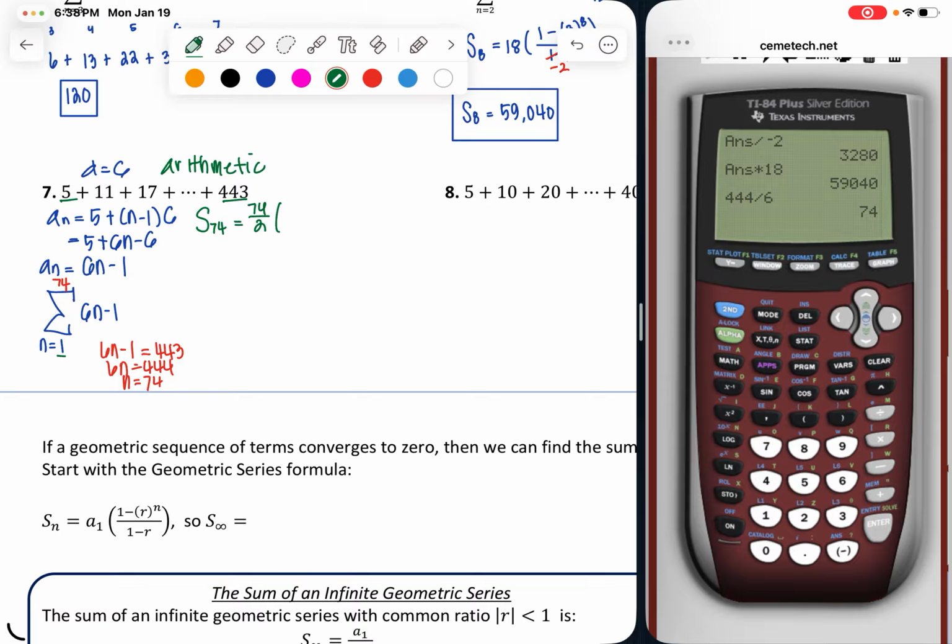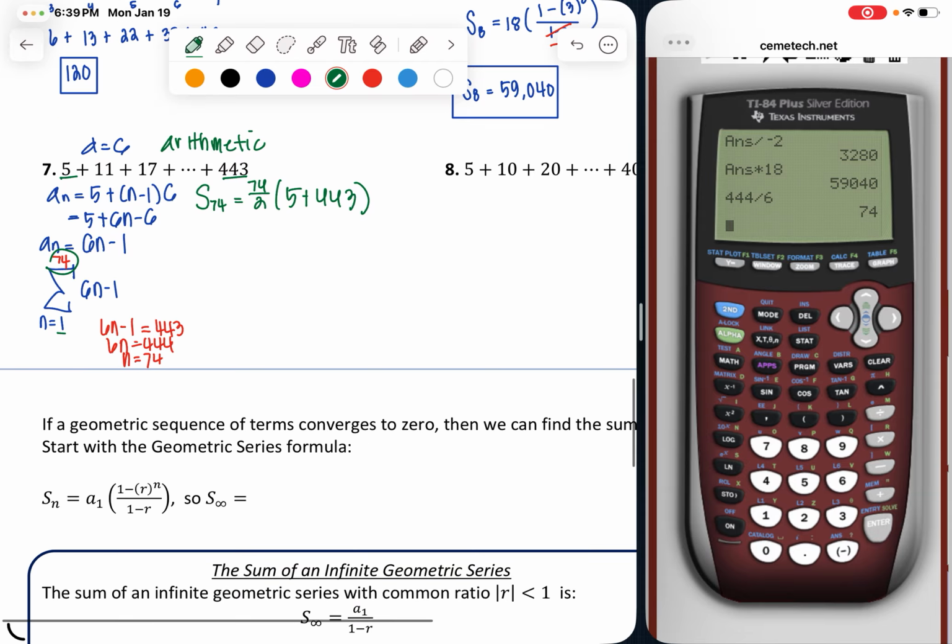This is a sub 1. This is a sub 74. So I have 5 plus 443. Okay. Now you might be saying, wait, did you even need that rule then? Yeah, I needed the rule. Why did I need the rule? To get this 74. Otherwise, I would never know it's the 74th term.